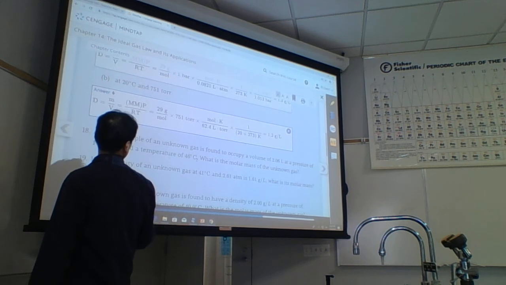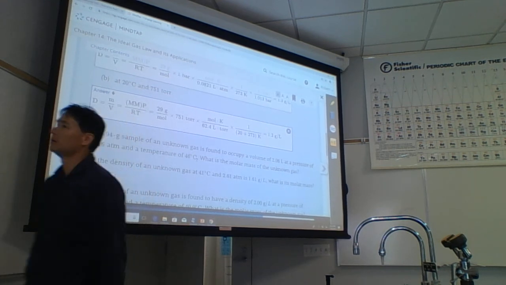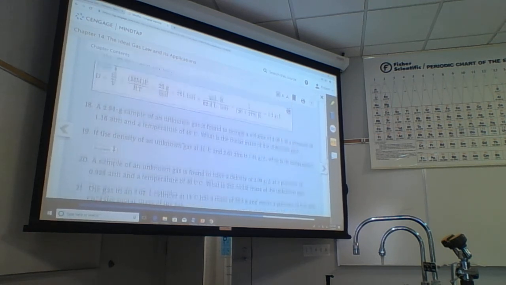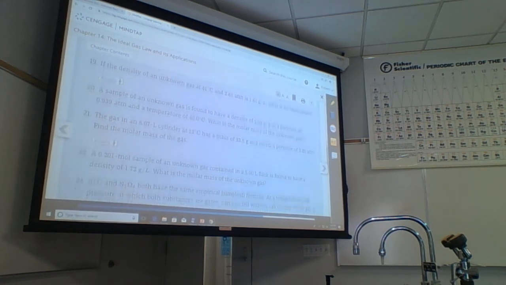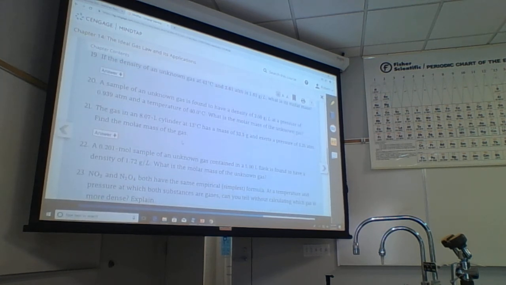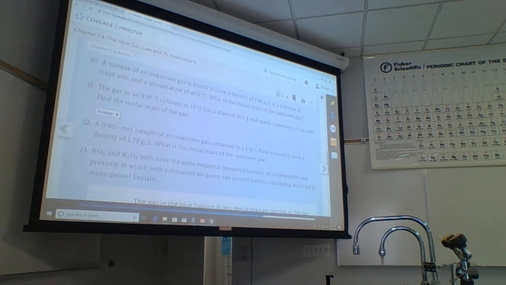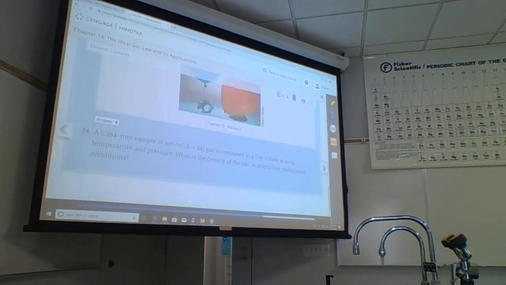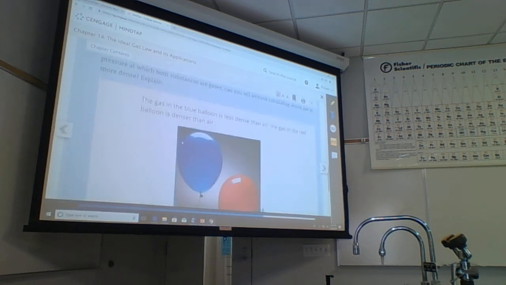actually, what are we doing? Are they asking for the molar mass again? They're asking for the molar mass, which is the previous equation. But anyway, these are examples of density calculations. Let's see. And molar mass calculation. Molar mass.